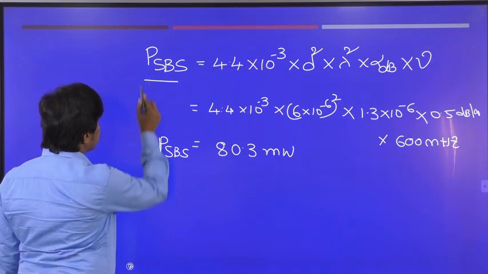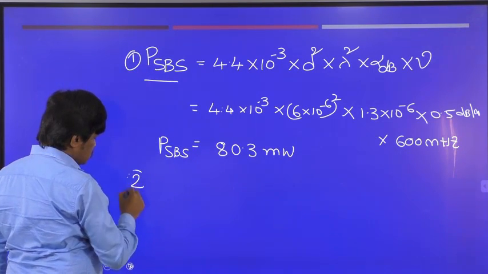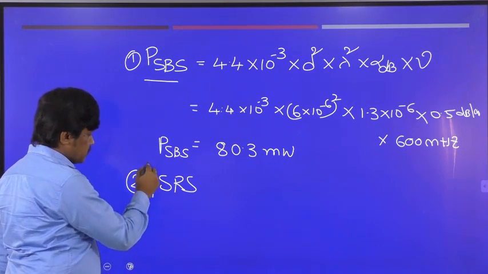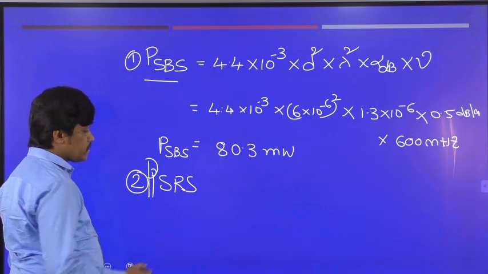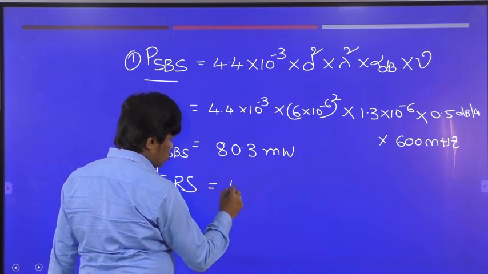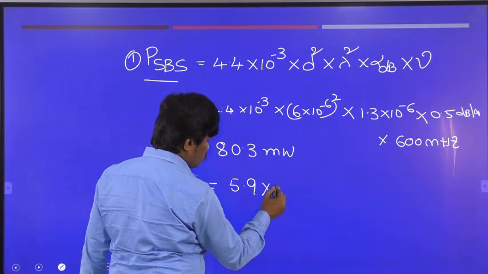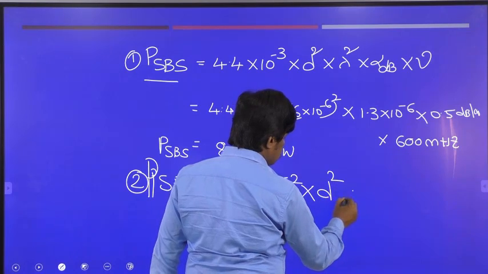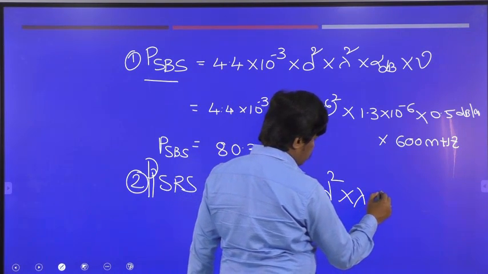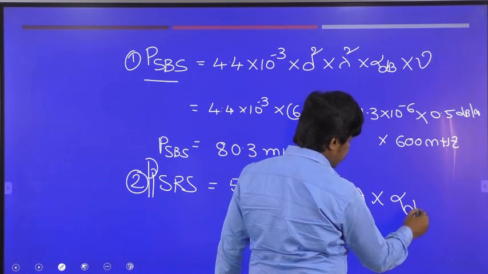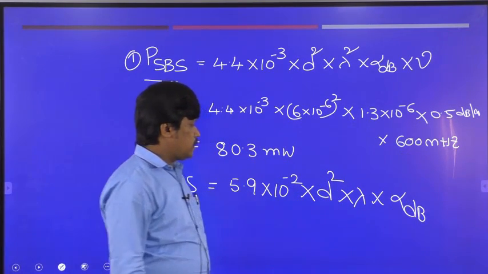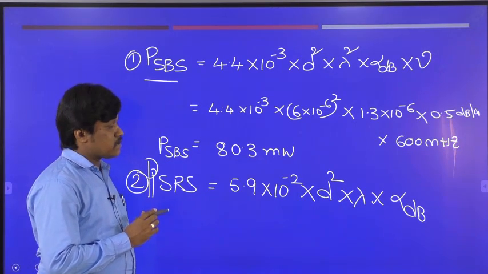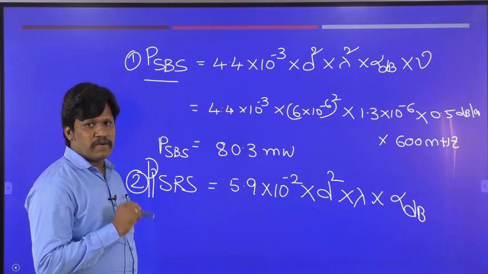Next, we need to find the threshold power for stimulated Raman scattering. That is equal to 5.9 into 10 power minus 2 into d square into lambda into alpha dB.